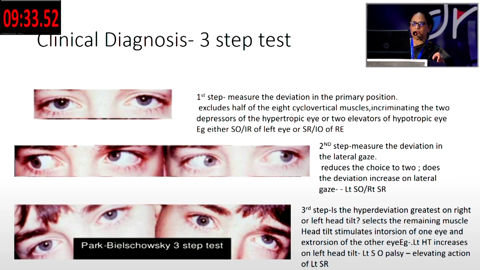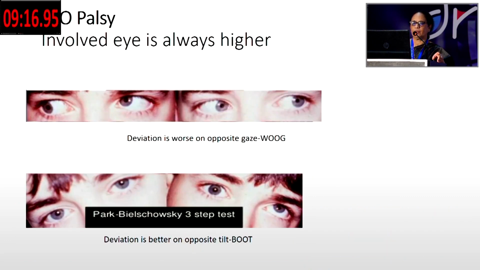One word about the three-step test that all of us are familiar with. You have three steps in that. First, you analyze the vertical deviation in the primary position, then analyze the vertical deviation in dextroversion and levoversion, and then right and left head tilt. And this test is most useful for single cyclovertical muscle palsy, which is not decompensated, especially for superior oblique palsy.